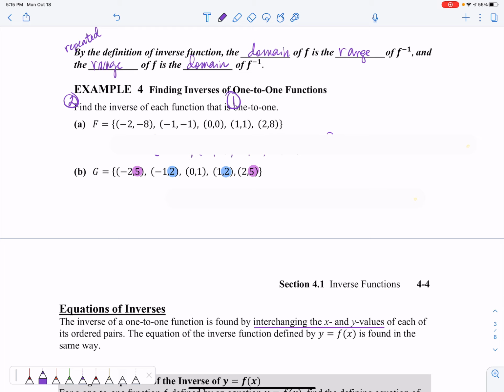Okay, so we look at part A, and remember one of the definitions I gave you for 1-to-1 is that there's no y repeats. So when you look at your y values, none of them are repeated y values. So we can say with certainty, yes, this function is 1-to-1. So then I need to do the second step and I need to find the inverse.